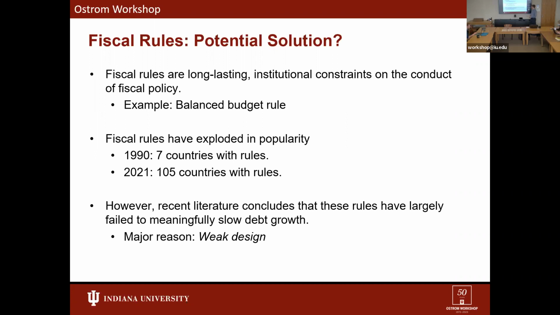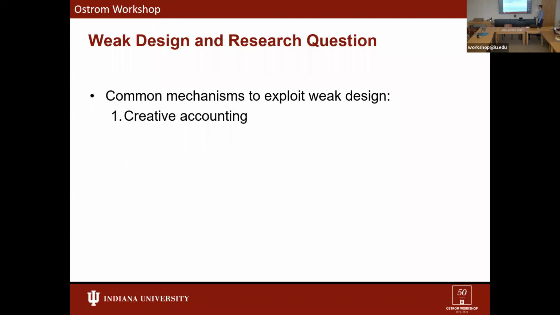And the major reason for that is that a majority of the rules are weakly designed. They're weakly designed in the sense that they're easily circumvented. They're easy to get around, and there are loopholes built in. So to make this a bit more concrete, there are a few pretty common mechanisms to exploit weak fiscal rule design. The first one is creative accounting.